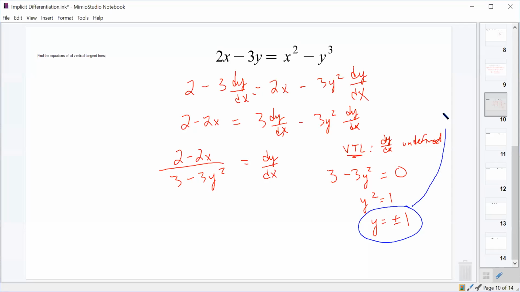Yep, we have to plug it back into our original equation. So we'll substitute y equals 1 for all the y's and get an x value, and then substitute y equals negative 1 for all the y's and get an x value. If we plug in y equals 1, that gives us 2x minus 3 equals x squared minus 1. And if we plug in negative 1, that gives us 2x plus 3 equals x squared plus 1. Everybody agree with those?